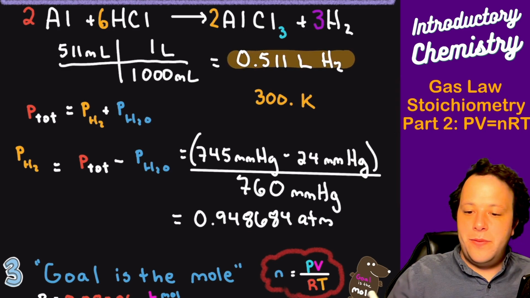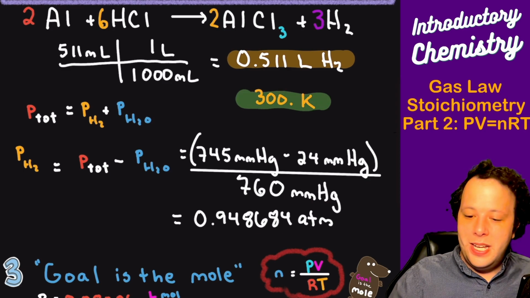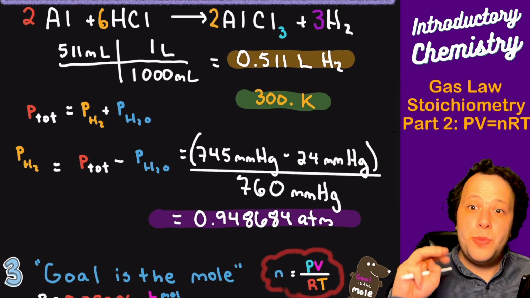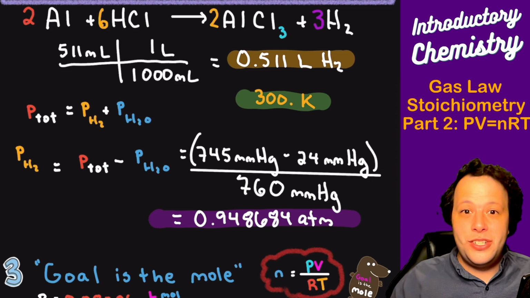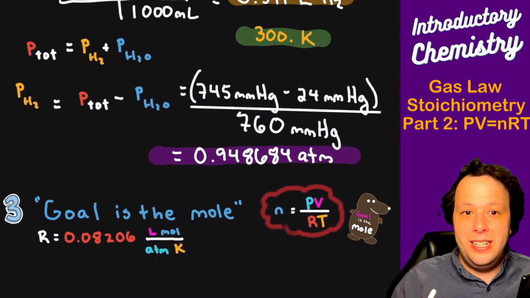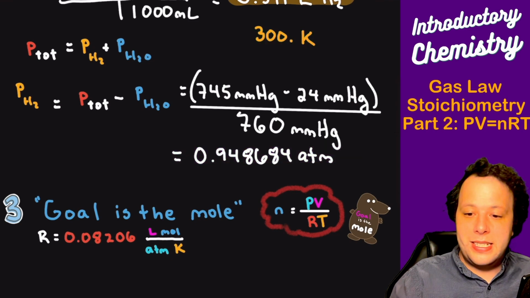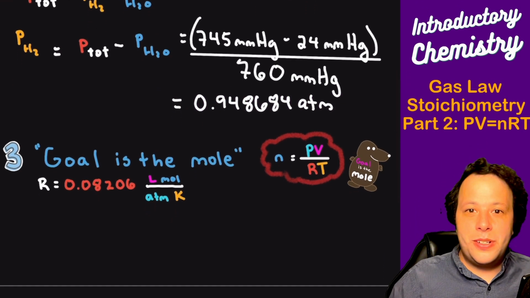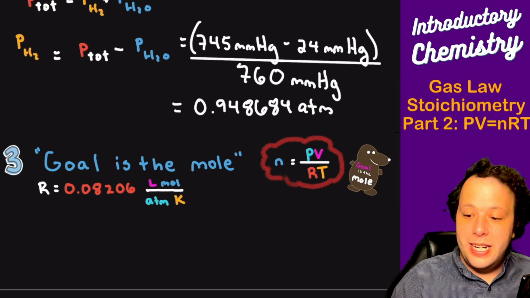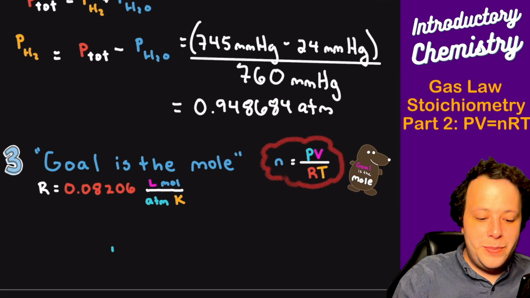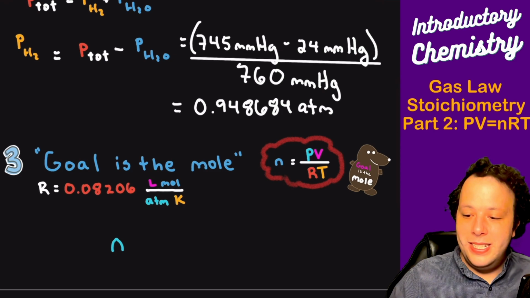Okay, so we have our liters, we have our temperature, and then we have our atmospheres. We have 3 out of the 4 conditions required to use the ideal gas law. So now with that, that's what we're going to do next. As for our last step, we're going to plug all these into the ideal gas law to solve for moles. Because remember, our goal is the moles.